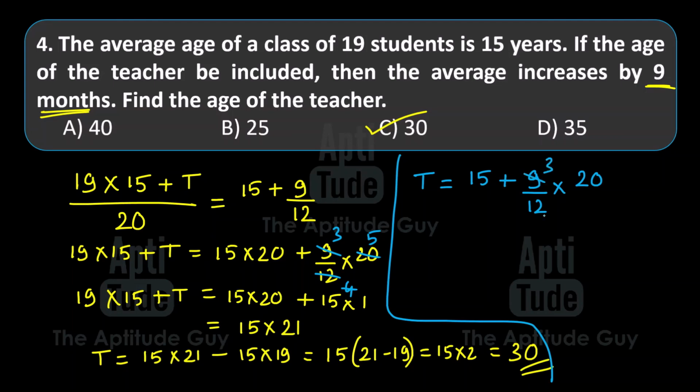Let's do it. 3 3s are 9, 3 4s are 12, 4 5s are 20. So we have 15 here plus 3 5s are 15. The answer is 30. Done.